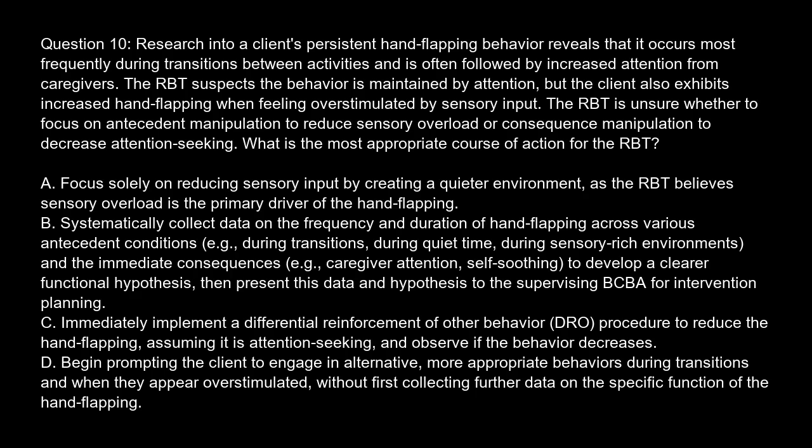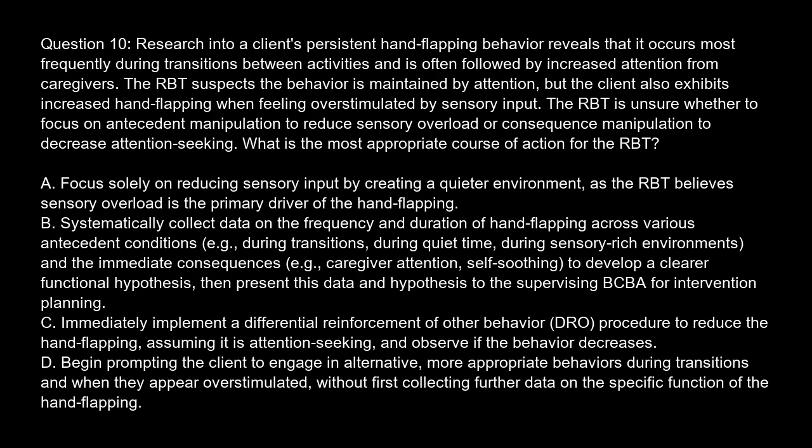Option A. Focus solely on reducing sensory input by creating a quieter environment, as the RBT believes sensory overload is the primary driver of the hand flapping. Option B. Systematically collect data on the frequency and duration of hand flapping across various antecedent conditions, e.g., during transitions, during quiet time, during sensory-rich environments, and the immediate consequences, e.g., caregiver attention, self-soothing, to develop a clearer functional hypothesis, then present this data and hypothesis to the supervising BCBA for intervention planning.